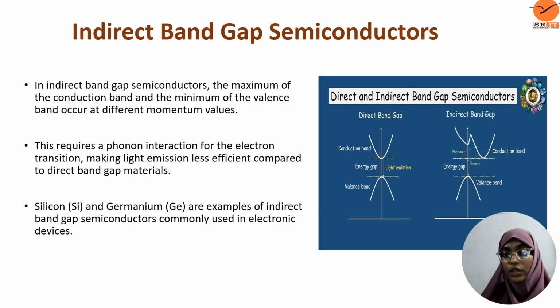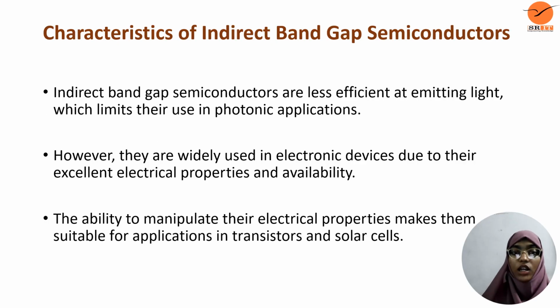different momentum values. And silicon and germanium are the examples of the indirect band gap semiconductors. So these are commonly used in electronic devices. And let us see the characteristics of indirect band gap semiconductors.